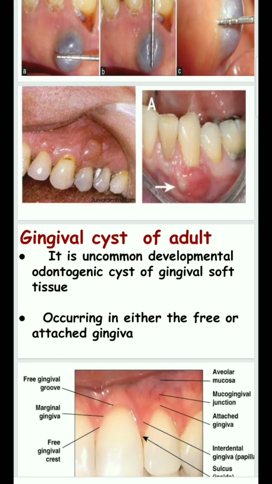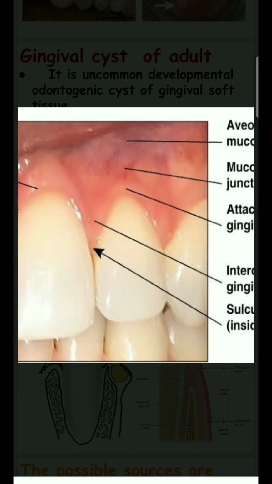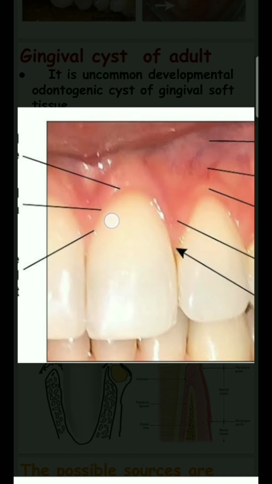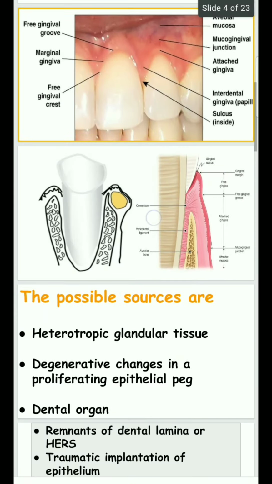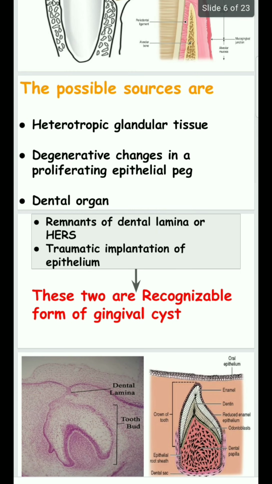The dental forming cells include Hertwig's epithelial root sheath, dental lamina, etc. These cells lead to the formation of this kind of cyst. It occurs in either free or attached gingiva, which is the common site of the gingival cyst of adult. The possible sources are heterotopic glandular tissue or degenerative changes in the proliferating epithelial plug or the dental organs.